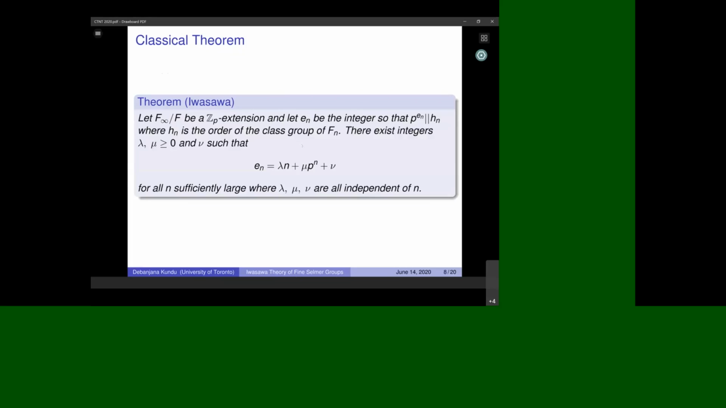If you're wondering whether the lambda and mu are the same as what showed up earlier, well, yes, they're related. You just have to choose your module accordingly. In this case, you have to take the pro-p Hilbert class field, the module that comes from that, and you get this formula, which I find extremely fascinating.